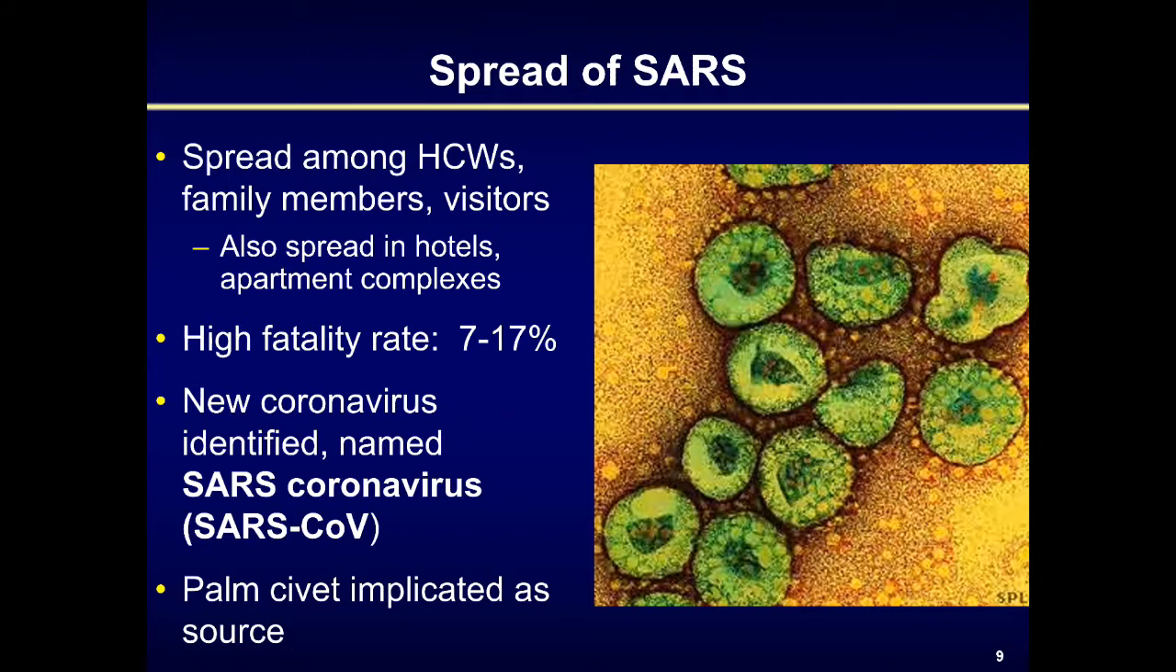So a new coronavirus was identified, and it was named SARS coronavirus. And it seemed to be related to a bat virus that was probably transmitted to palm civets as an intermediate. And this virus rapidly adapted itself through recombination until it was able to transmit itself among humans.